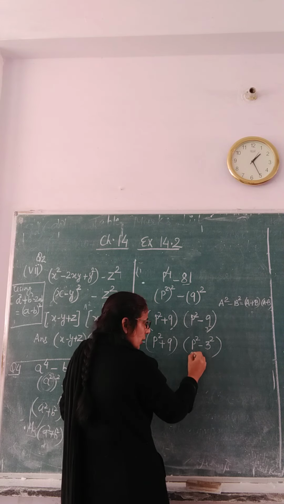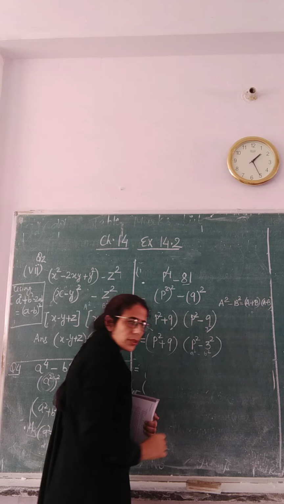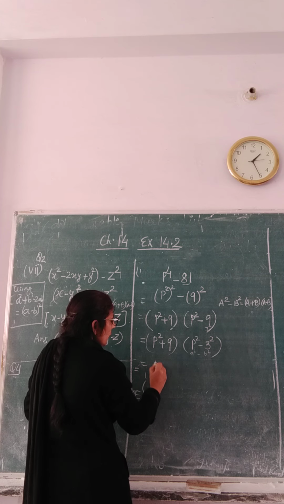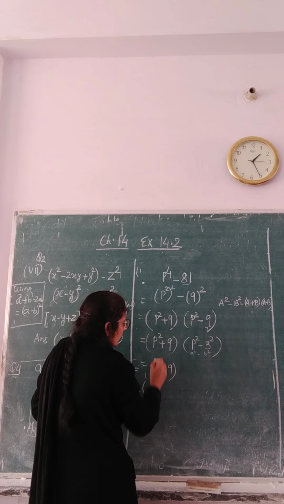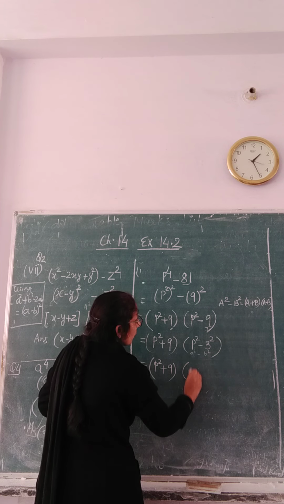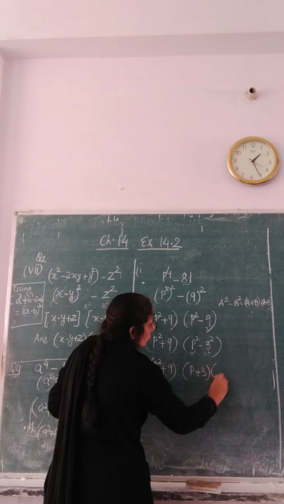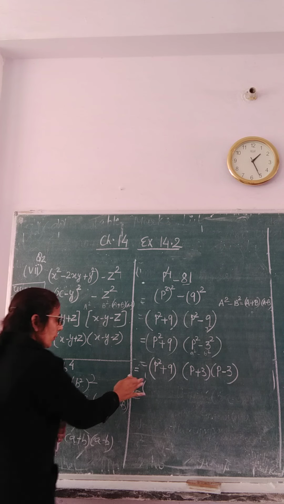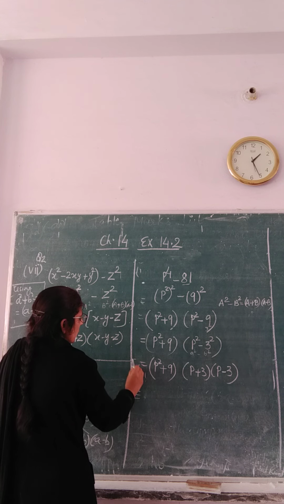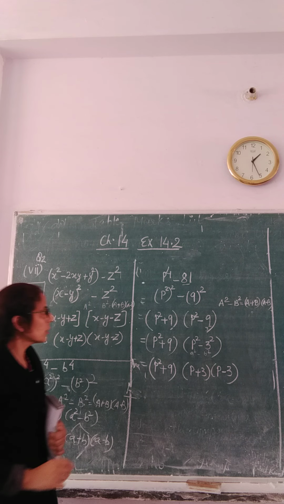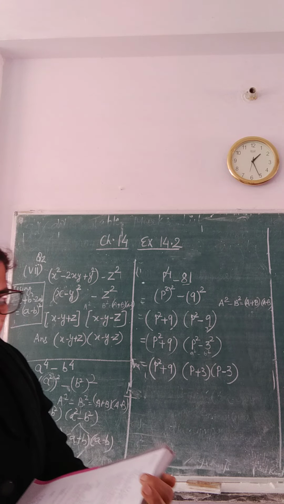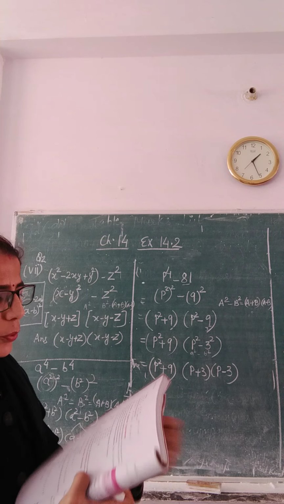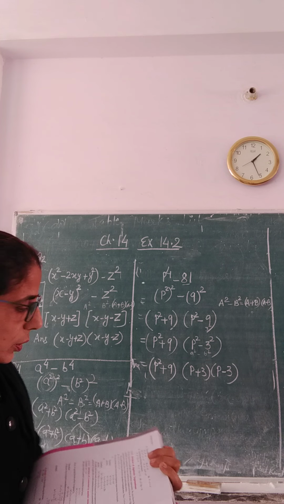Again the formula of a square minus b square is there, so (a plus b) into (a minus b). So this will be p square plus 9, and it can be written as (p plus 3) into (p minus 3). So now the factorization is complete. This is the answer. I hope you have understood this. All the questions can be done in this same manner. I am doing the third part.